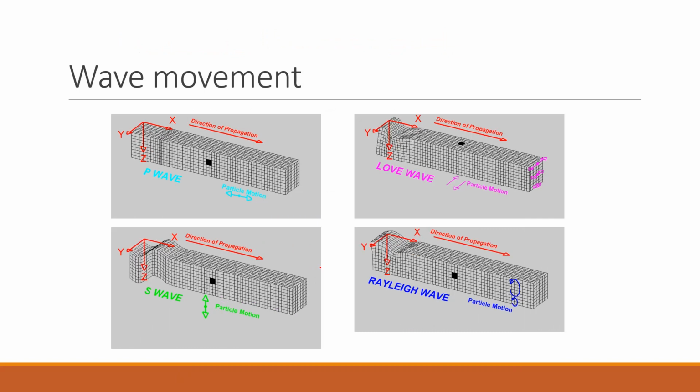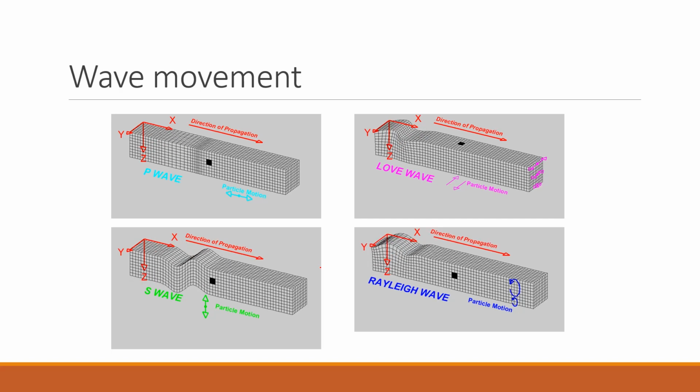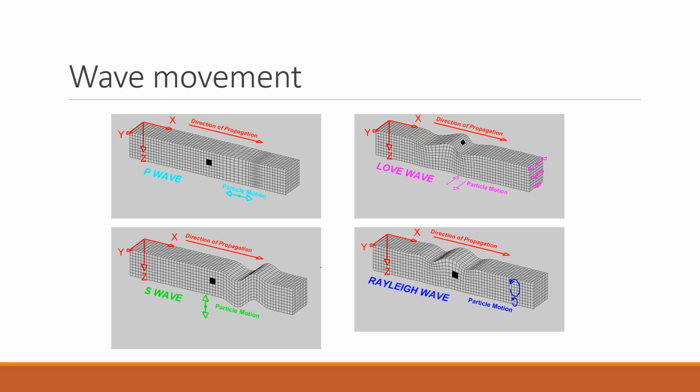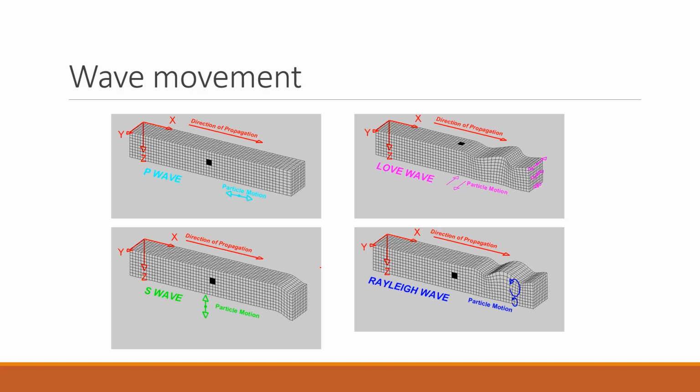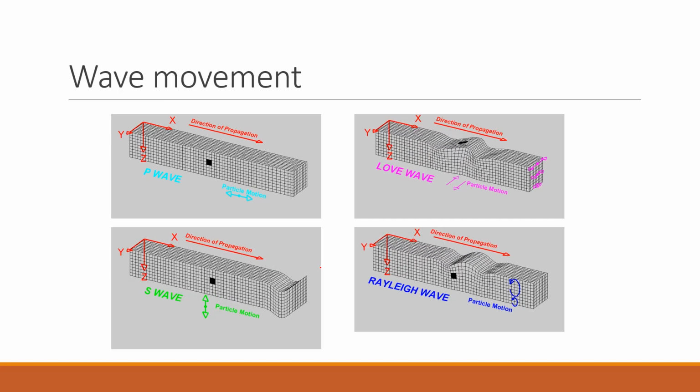So here are again our three types of waves. The only one that goes through liquids is going to be a P wave. Rayleigh waves can somewhat go through liquids as well. Actually, Love waves can too because they have a P component with them. S waves cannot go through liquids, so these different waves will cause different impacts as they move through an area.